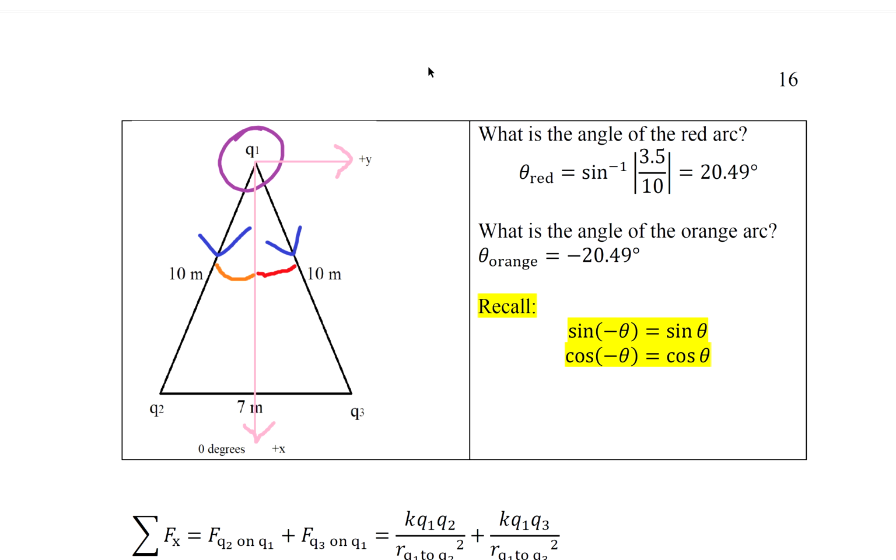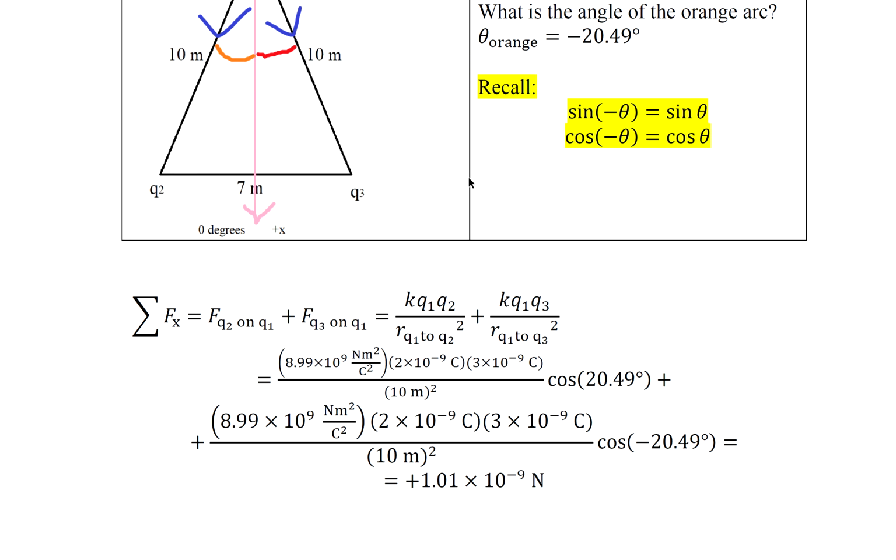And mathematically, remember this, sine of negative theta is negative sine of theta, and cosine of negative theta is cosine of theta. There should be a negative sign here. So this first one is incorrect. I apologize.